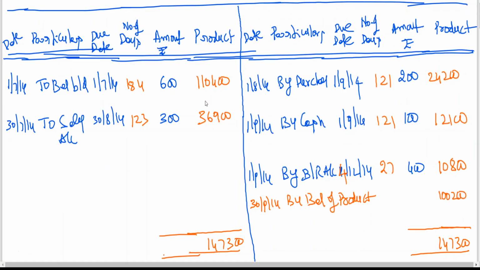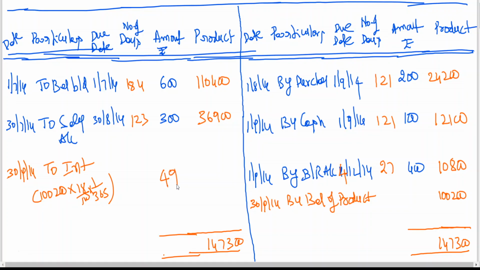Just for identifying, I am writing using a red pen; in the examination you are not supposed to do this. 30th September 14, to interest. I have told you, balance of product. What is the balance of product? 1,02,000 into rate 18% into 1 by 365. You are getting 49.41, rounding off to the nearest rupee, which is to be entered in the amount column.